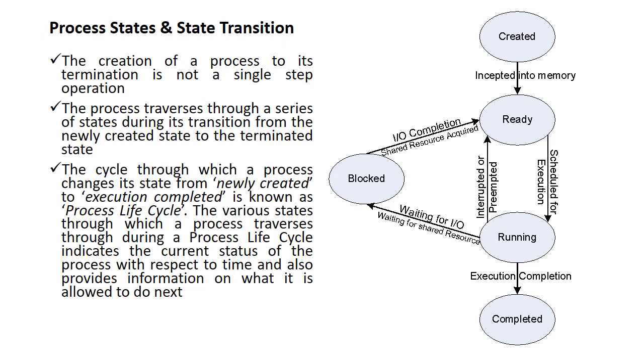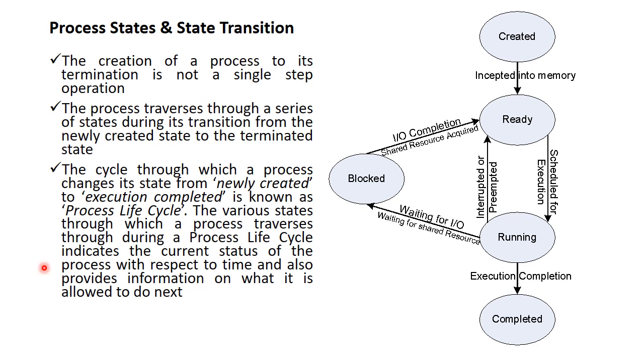The various states through which a process traverses during a process life cycle indicate the current status of the process with respect to time, and also provide information on what it is allowed to do next. So this information will be available through the process life cycle. Here there is a figure of a process life cycle indicating the different states of a process.